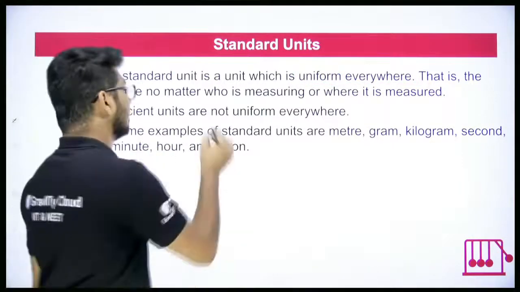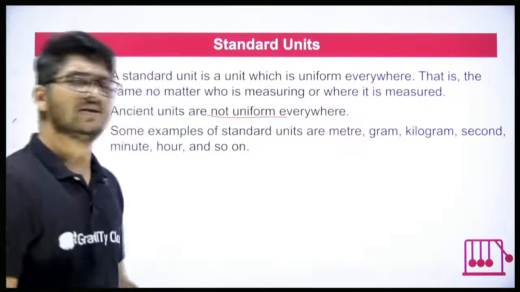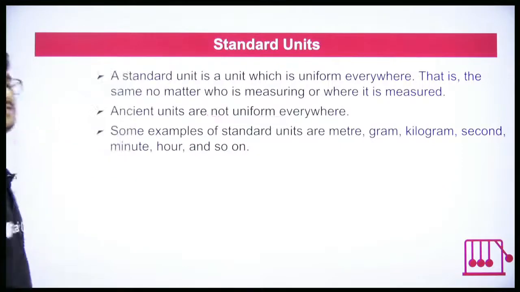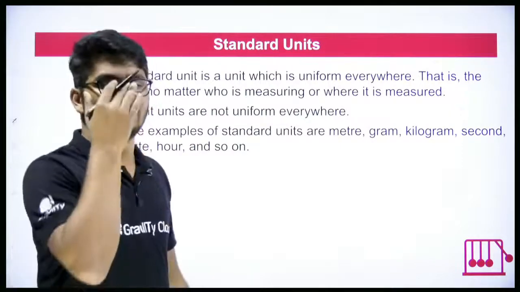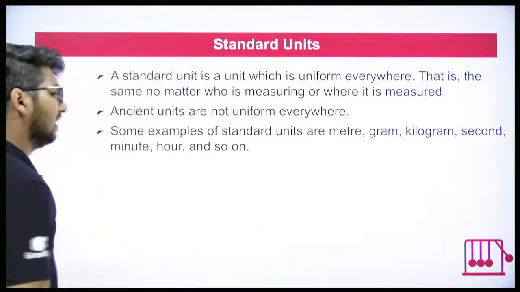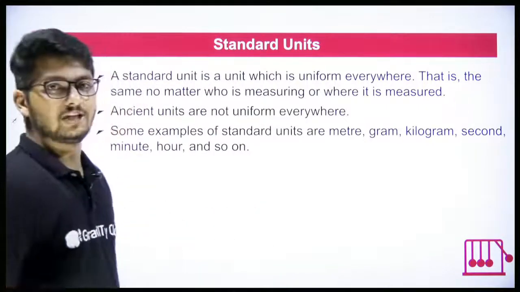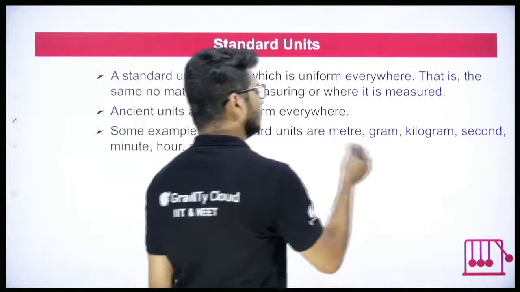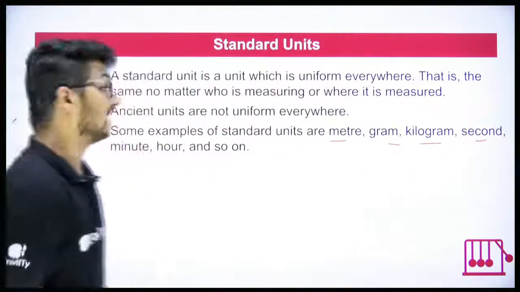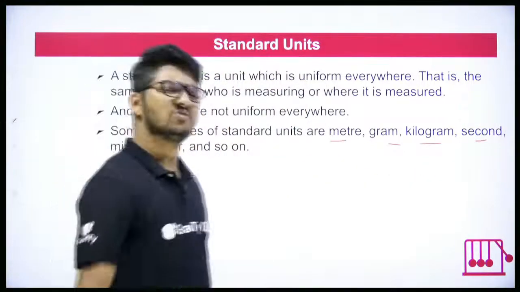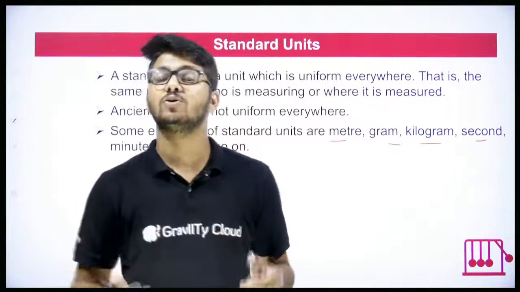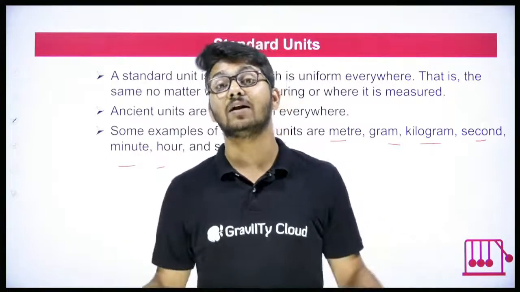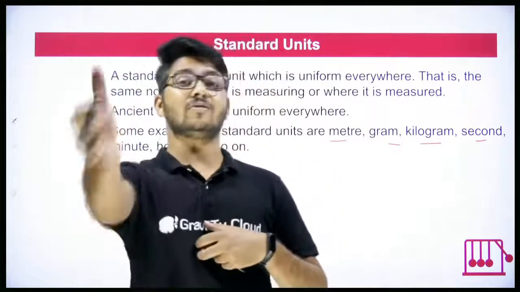Ancient units are not uniform everywhere, not constant everywhere. They change from person to person, place to place, and time to time. So, some examples of standard units. Nowadays we have too much technology. We have defined too many things, right? Science starts with measurement, and measurement depends on standard units. We have many standard units like meter, gram, kilogram, second, minute, hour, and so on. The units that we use today are mostly standard units. They are well defined in such a way that 1 meter for me and 1 meter for you is the same.